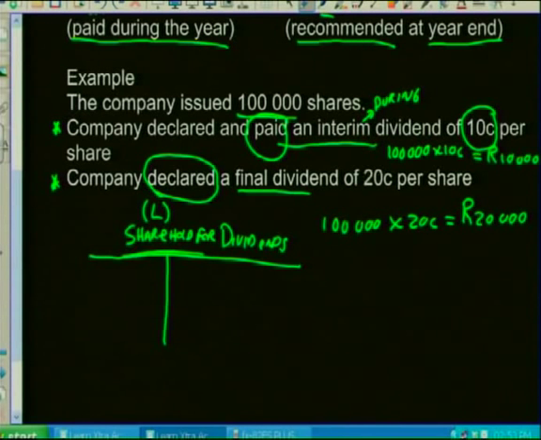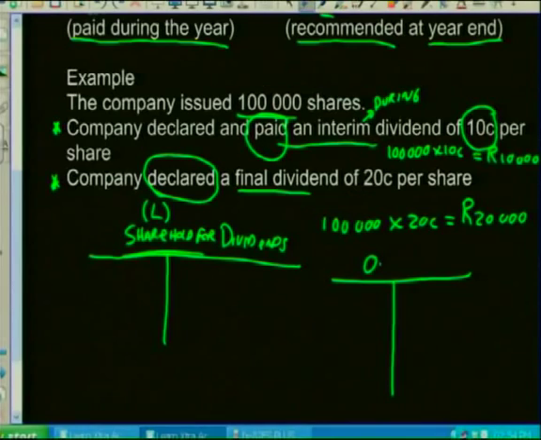Okay, liability account, shareholders for dividends, because we haven't paid our shareholders as yet. The next account that will be affected again is an expense account called ordinary share dividends. Right, let's look at how we're going to again now record this 20,000 Rand.